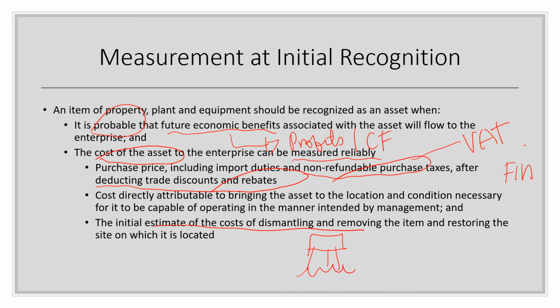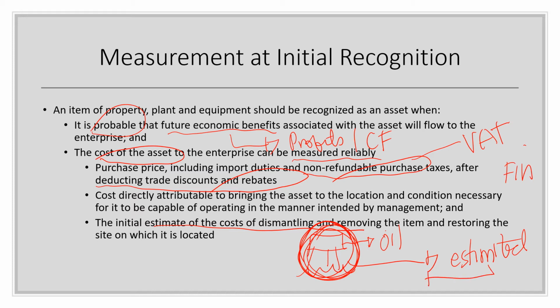So this platform will drill or extract oil in the ocean. Of course, after extracting all the oil, you need to remove the platform or this structure. So the cost of removing this structure should be, take note, estimated. Why estimated? Because the removal or dismantling of this structure will happen in the future. So you just need to estimate that, and you need to compute for the present value. Why present value? Because we are recording it now.